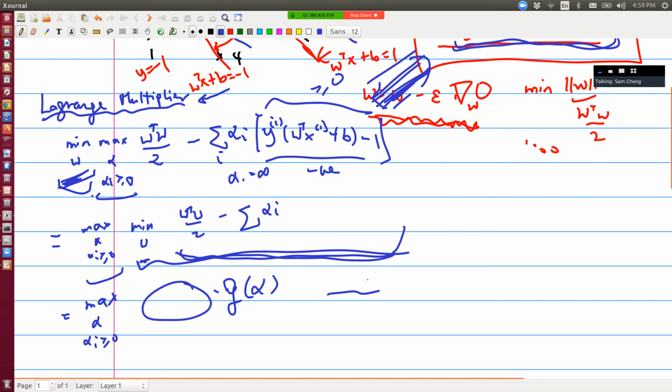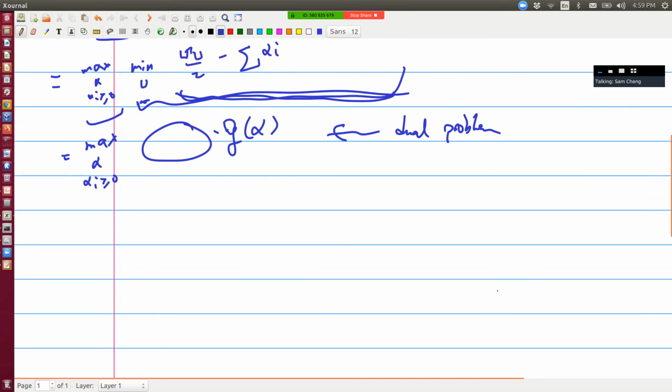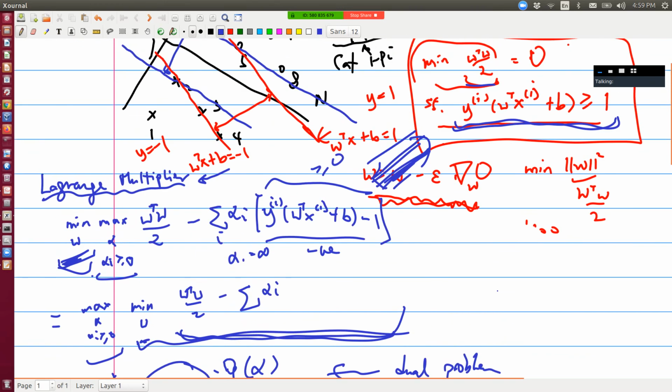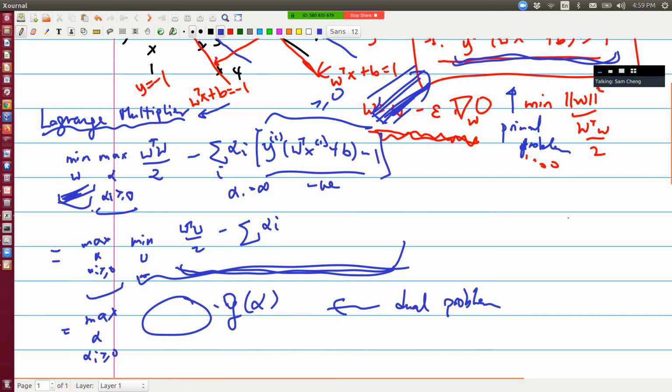And in optimization, this is known as the dual problem. The original is known as the primal problem, and this is known as the dual problem. In general, the solution for the primal will be bigger than the dual.